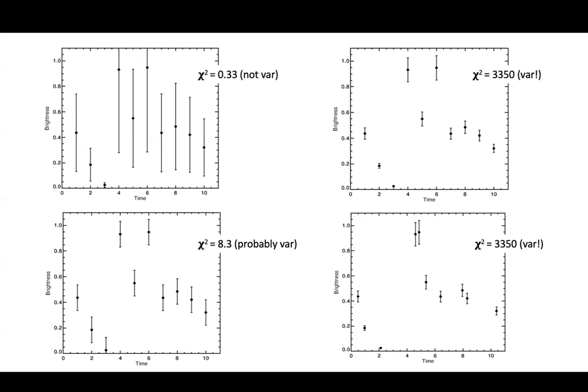So now for those 4 plots I showed you earlier, here are the chi-squared values. For this, chi-squared is 0.33, and I don't think you would get any argument from anybody that this is not variable. This, I get a chi-squared of 8.3. That's more of a borderline case. For both of those, it's the same error bar sizes, just different sampling times. And since chi-squared doesn't depend on the sampling time, both of those result in a chi-squared of 3,350, and that's variable.